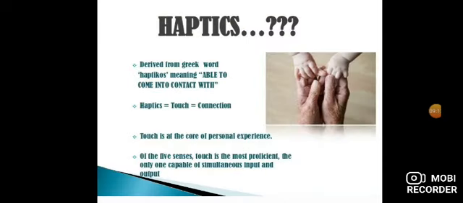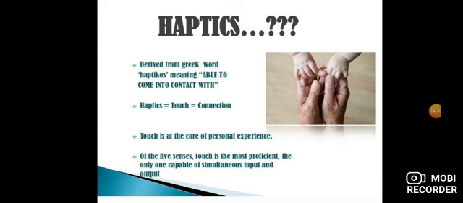Then comes haptics. Haptics is touch. It is a connection which is created by touching someone. Haptics is a term which is derived from a Greek word, haptikos, and the meaning of haptikos is able to come into contact with someone.